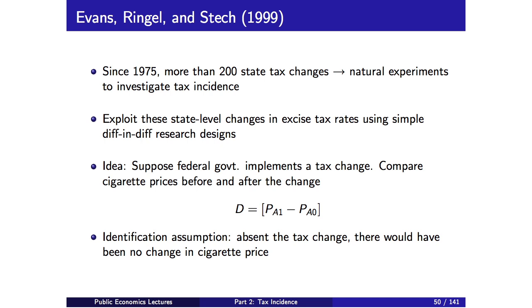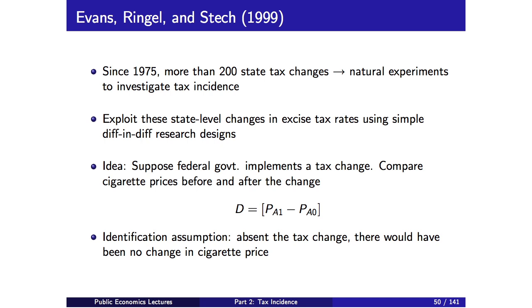Okay, so what these authors do is exploit the fact that since 1975, there have been more than 200 state-level tax changes in cigarettes, and so that gives you lots of natural experiments to investigate tax incidence. And they're going to exploit those state-level changes using a simple diff-in-diff research design. So this paper turns out to be a good way to introduce and think more rigorously about what the assumptions and pitfalls of diff-in-diff research designs are.